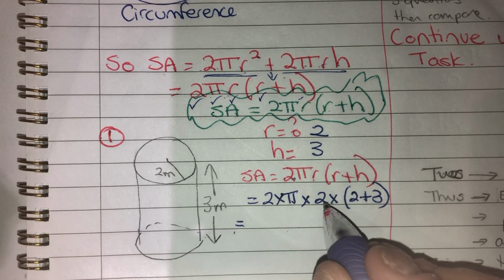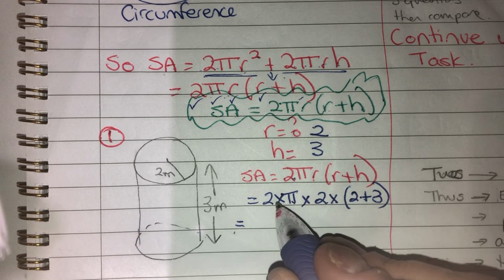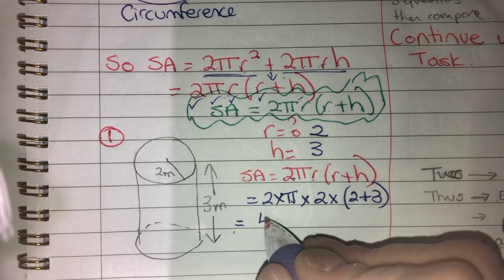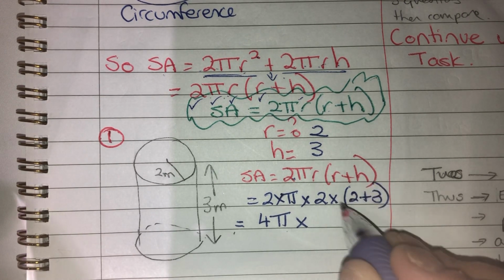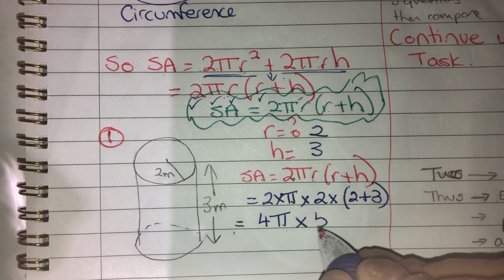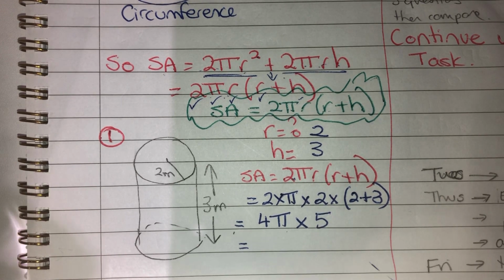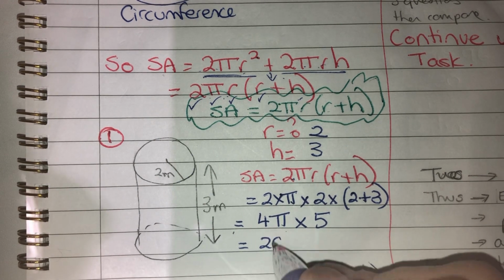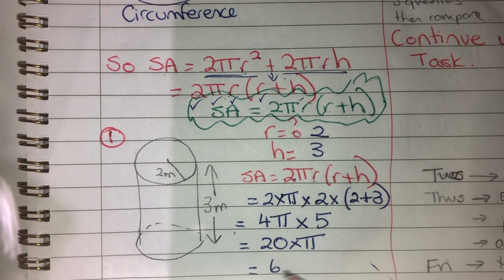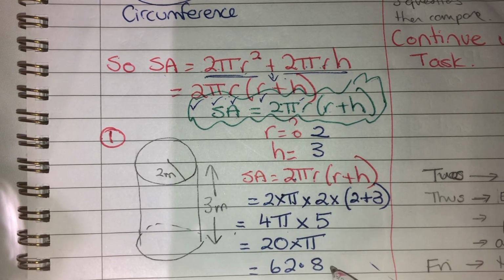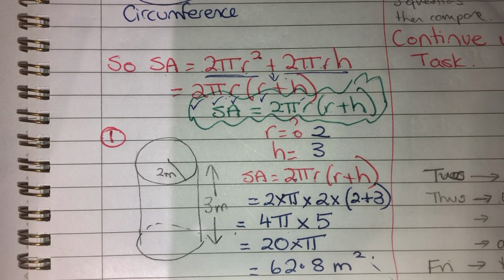All right, so now we can do outside this bracket. 2 times 2 is 4. So it's going to be 4 pi multiplied by, inside the bracket, 2 plus 3 is 5. Okay, now 4 pi times 5. You could put that straight into the calculator, or you could do 20 times pi, or 20 pi. And hopefully you get 62.8 meters squared.